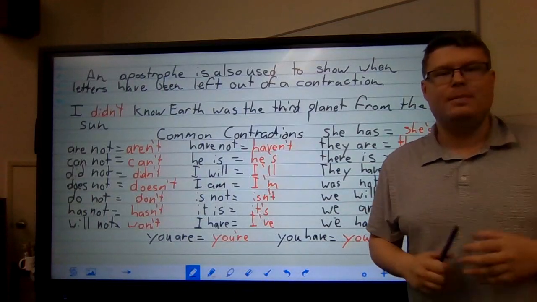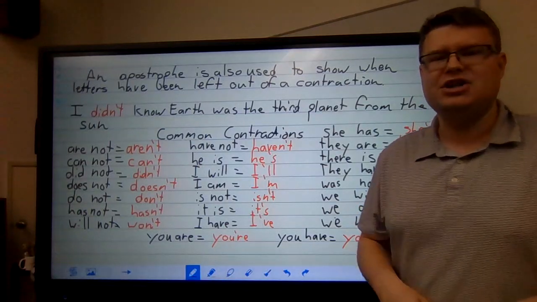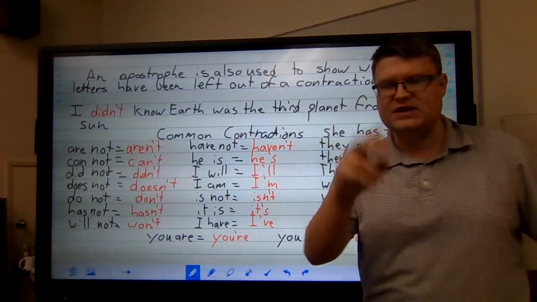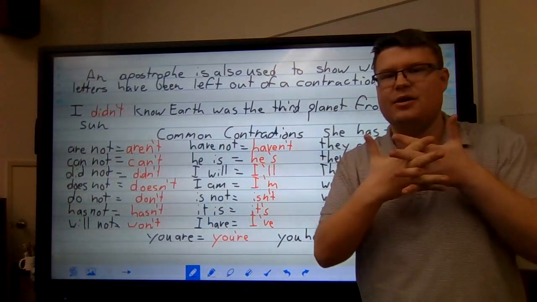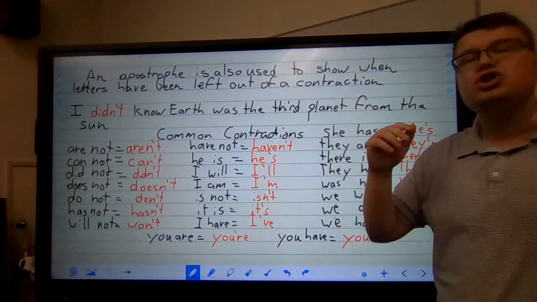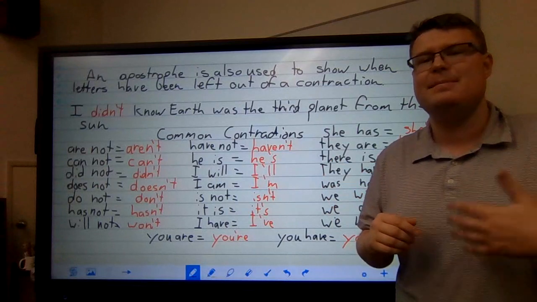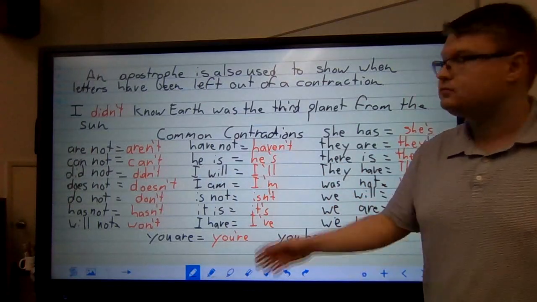The other use for apostrophes is when you use a contraction. A contraction is taking two words and smashing them together and leaving some letters out. That apostrophe shows that letters have been left out, and the apostrophe is taking the place of those letters.